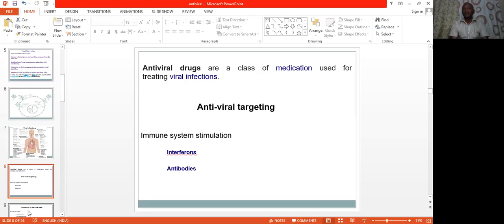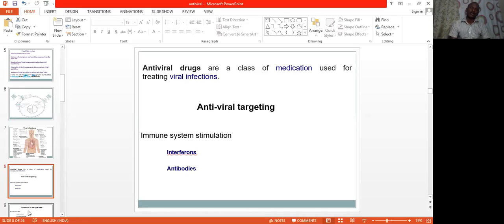The first one is immune system stimulation. We stimulate our own immune system so that it can fight the virus and eliminate the virus from our body. Especially alpha interferons, if you stimulate them, they can fight against the virus. Next one is antibodies. You can stimulate the production of antibodies, and these antibodies in turn can eliminate the virus particles from our body. The antibodies can be polyclonal or monoclonal. Polyclonal are not specific, whereas monoclonal antibodies are specific to a particular antigen.